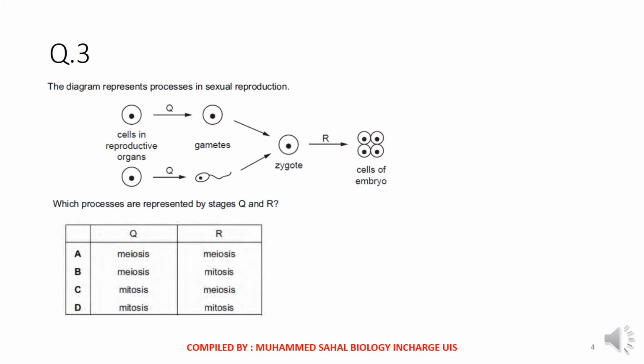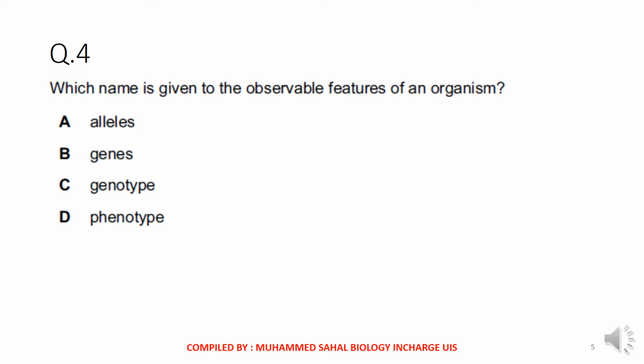The diagram represents processes in sexual reproduction. Which processes are represented by stage Q and R? B. Which name is given to the observable features of an organism? Phenotype. D.